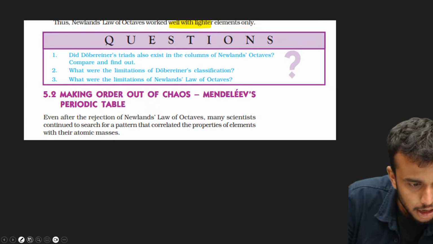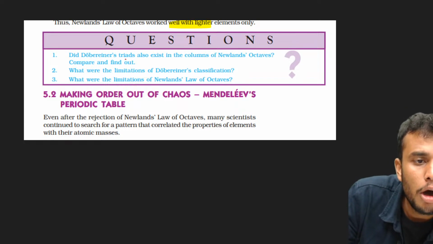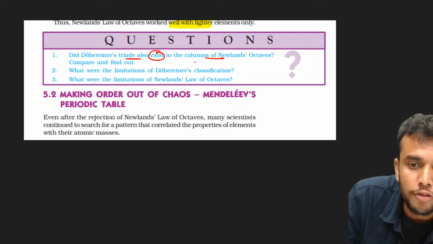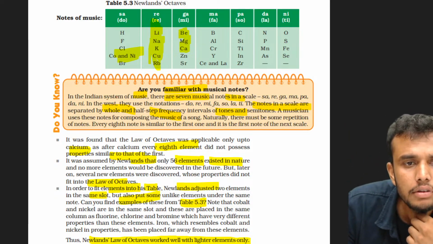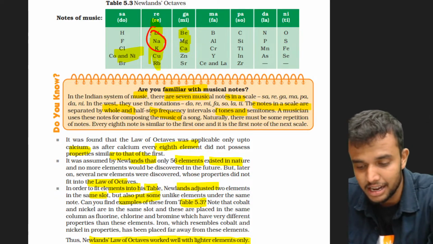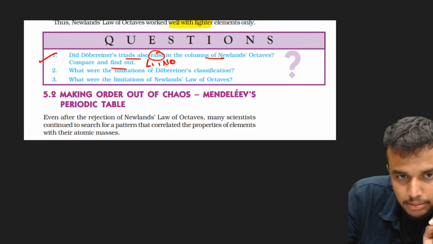Here is some question. Come on, let's solve it. First one: did dominant traits also exist in the columns of Newlands' octaves? Compare and find out. Yes, lithium, sodium, potassium are there. It is also there. The example is lithium, sodium and potassium.